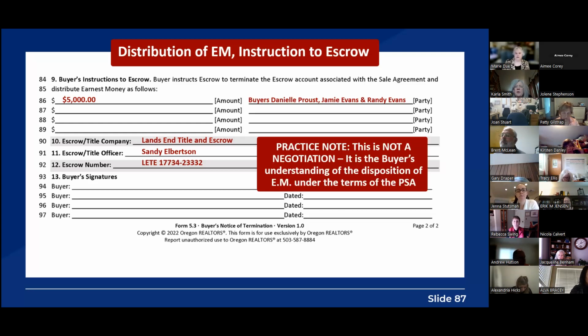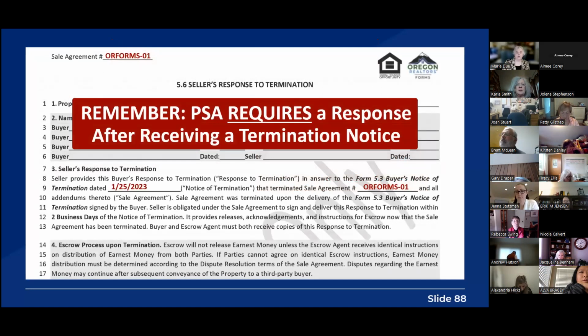Note that this is not a negotiation. It is the buyer's understanding of the disposition of the earnest money under the terms of the sale agreement. Again, it's the buyer's understanding. So we've done all of that. Now the seller's response. The PSA requires a response after receiving the termination notice. So the buyer says we are terminating it. The seller responds to it. That's what this form is.